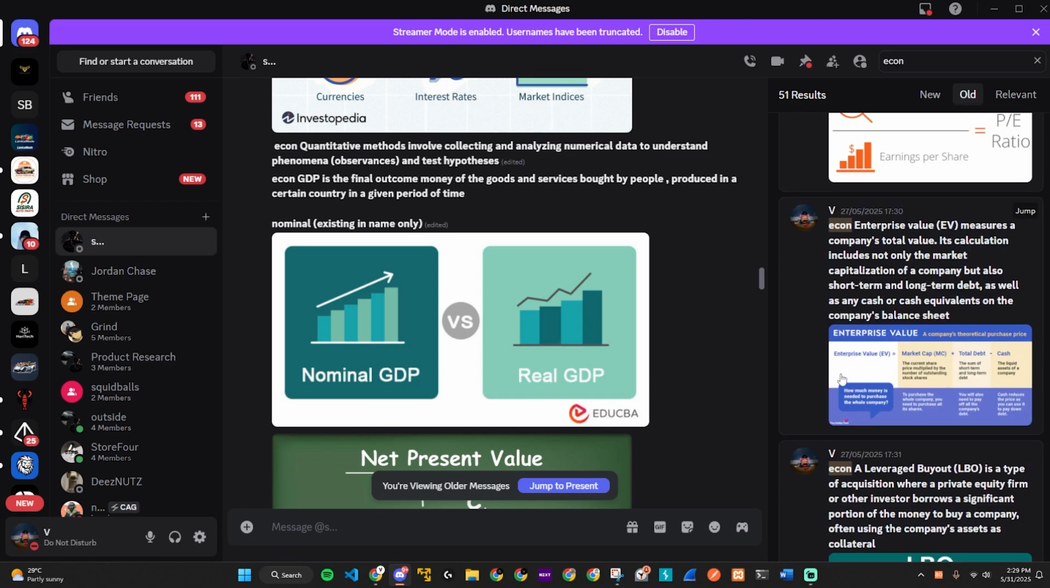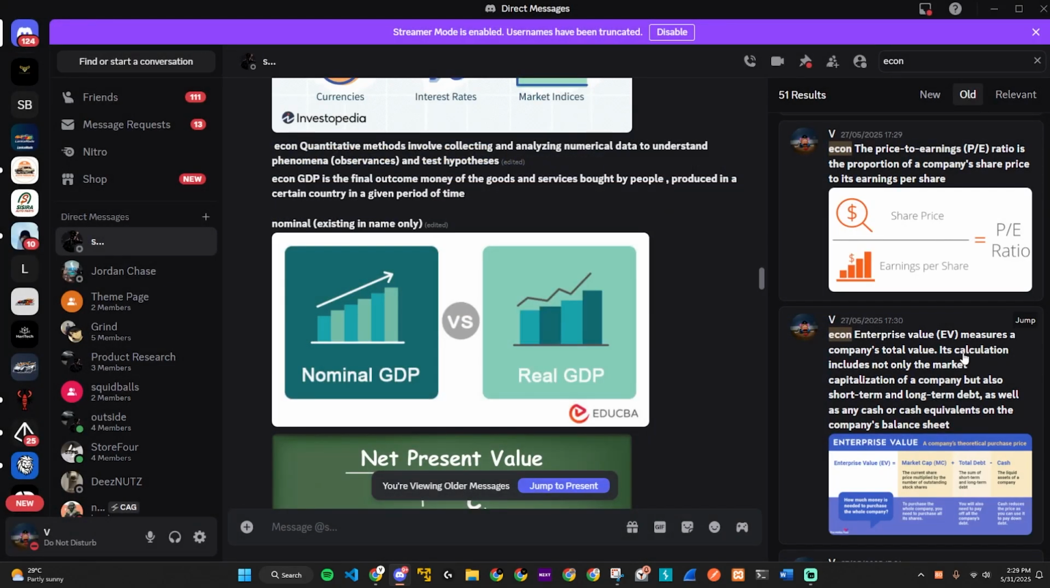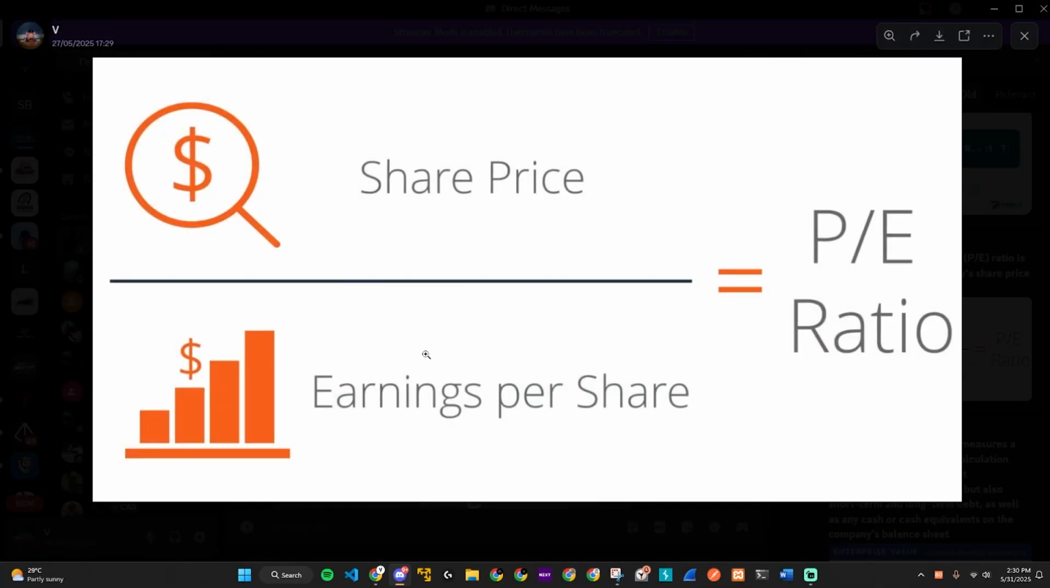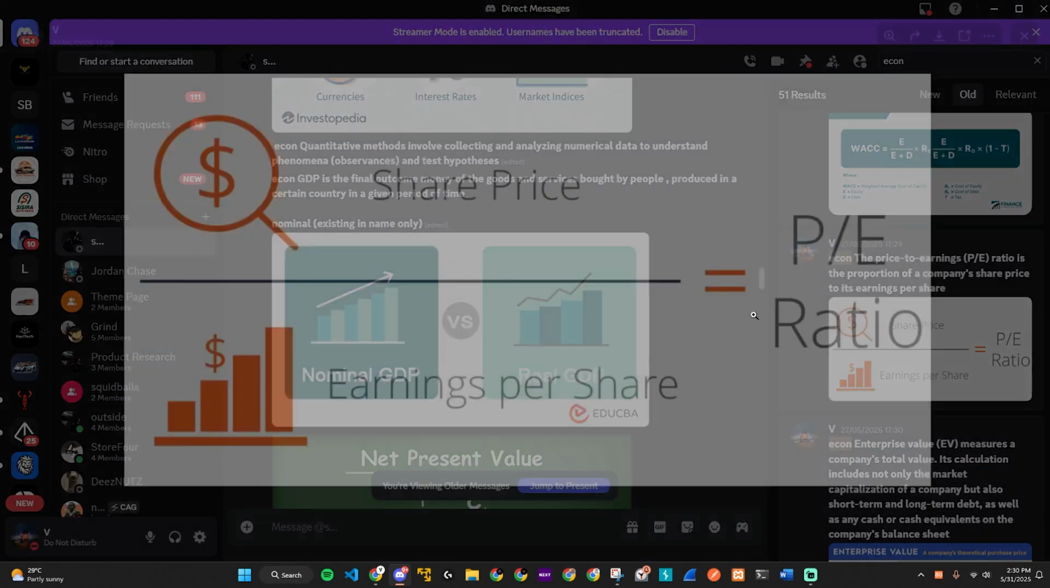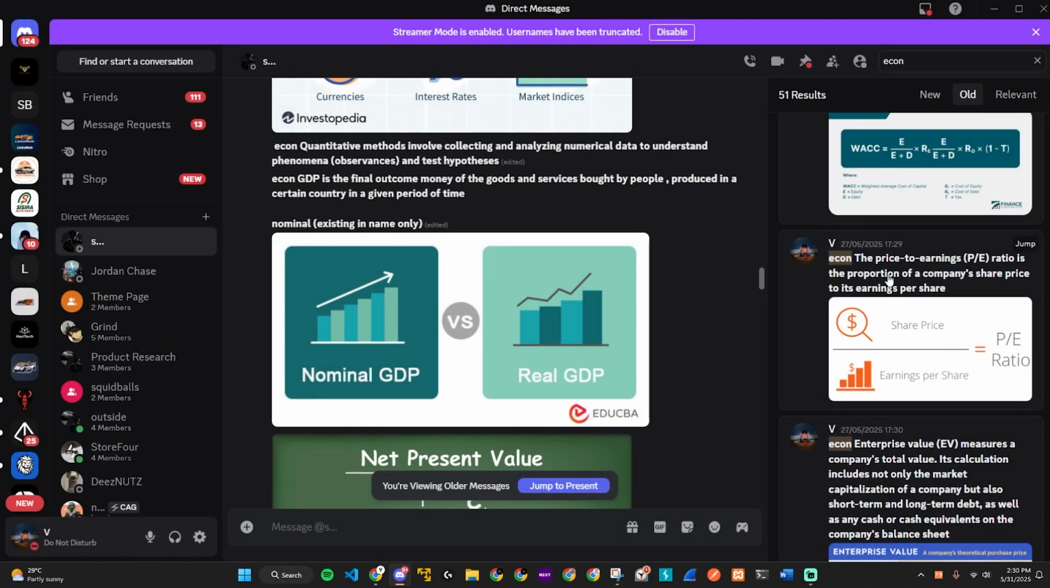Leverage buyout, I've talked about this before. Enterprise value measures a company's total value. Its calculation includes not only the market capitalization of a company, but also short-term and long-term debt, as well as any cash or cash equivalents on the company's balance sheet, right? Price to earnings ratio is the proportion of a company's share price to its earnings per share, right?